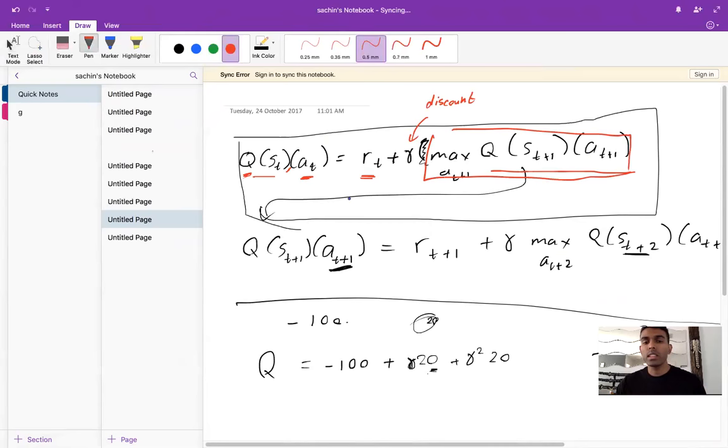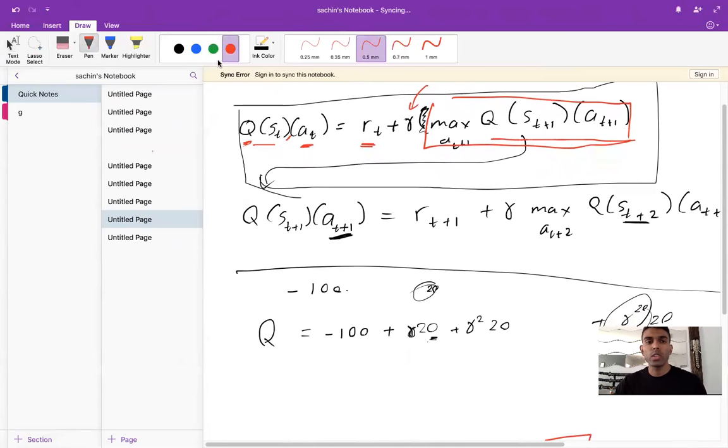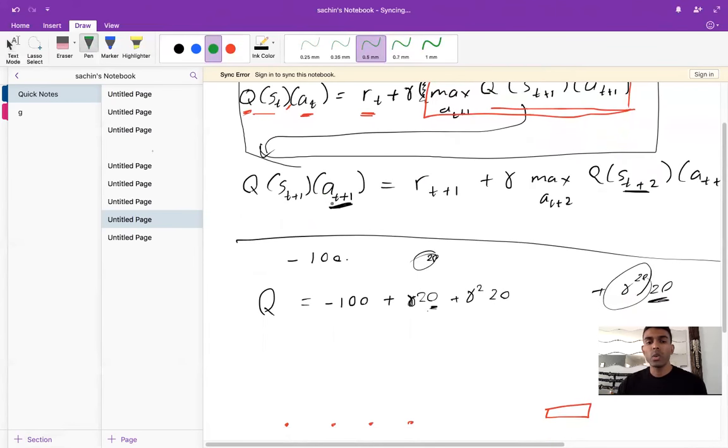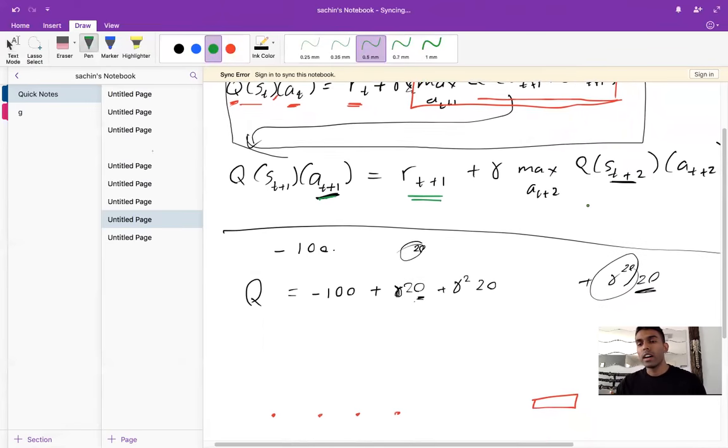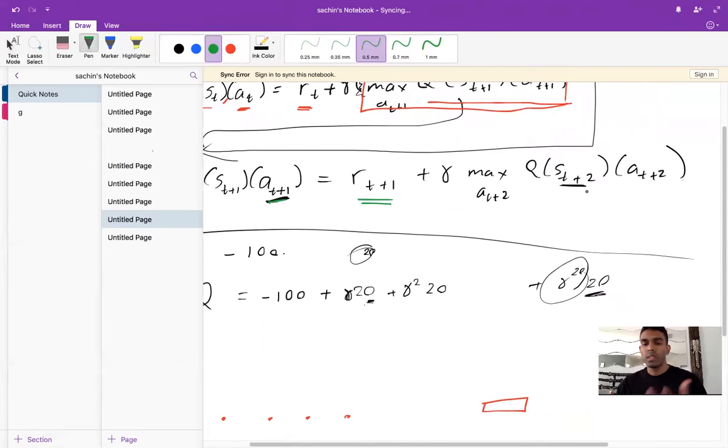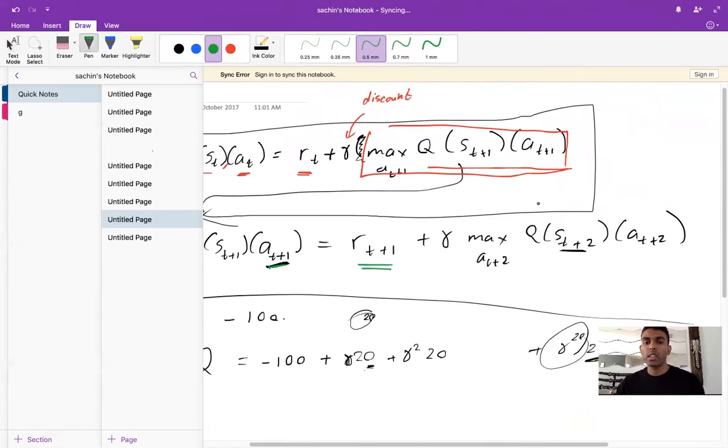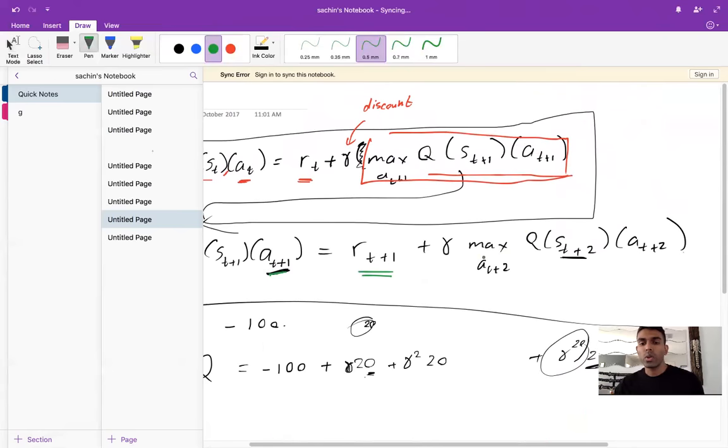Now, one key thing that you really ought to notice is that this is kind of recursive, right? So this Q over here, I can expand that out as well. Depending on what the action is, it equals the reward that you get for that particular action, plus gamma times the maximum of the quality score of the next time step. So it can keep going forever and ever.